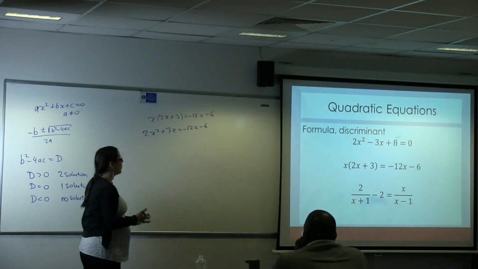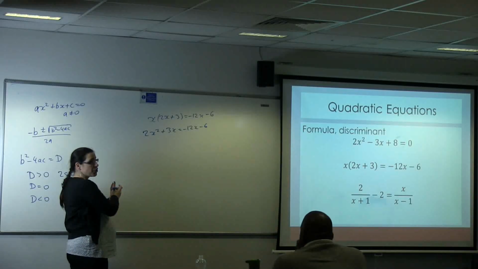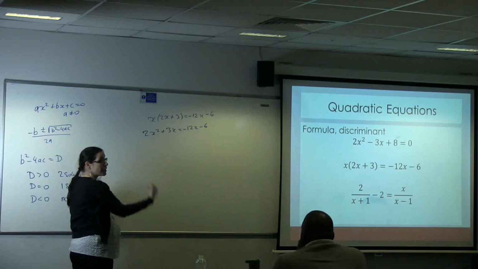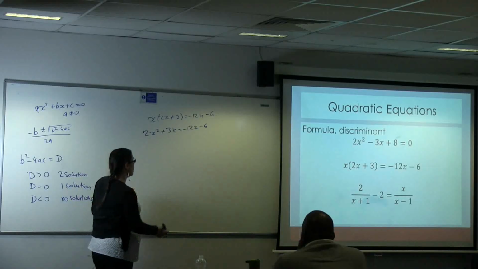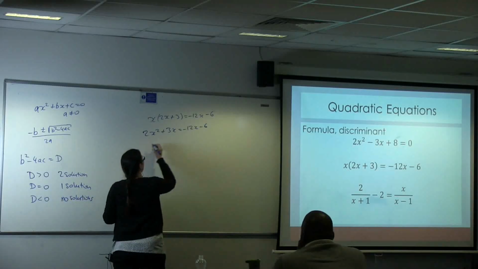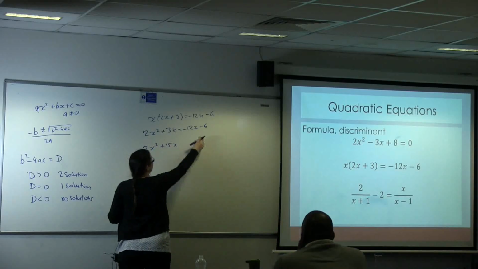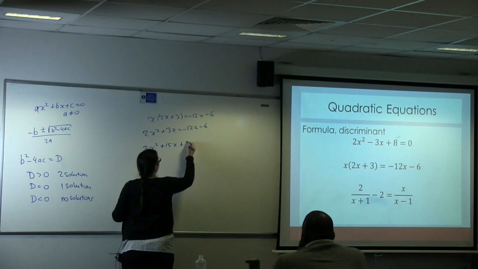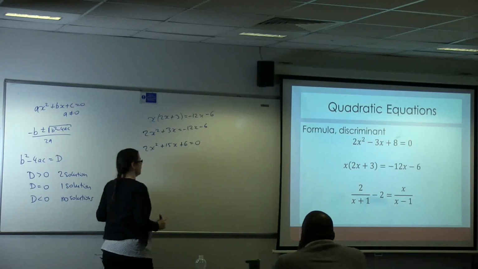Now, the next step is to arrange it so the quadratic is equal to 0. So I need to remove the minus 12x. So 2x squared plus 15x. And I have to remove the minus 6, so that will be positive 6 equal to 0.